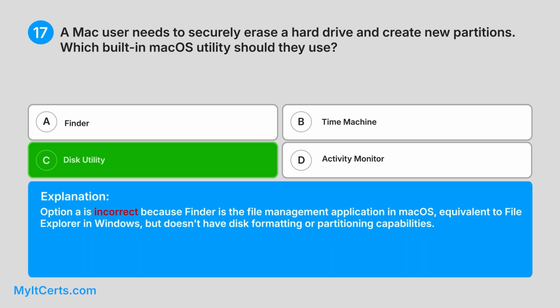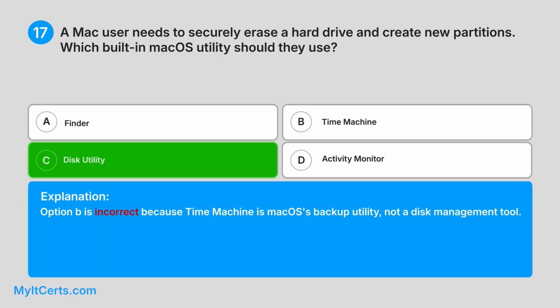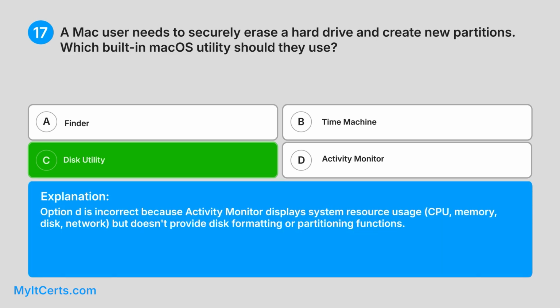Option A, Finder, is incorrect because Finder is the file management application in macOS, equivalent to File Explorer in Windows, but doesn't have disk formatting or partitioning capabilities. Option B, Time Machine, is incorrect because Time Machine is macOS's backup utility, not a disk management tool. Option D, Activity Monitor, is incorrect because Activity Monitor displays system resource usage, CPU, memory, disk, network, but doesn't provide disk formatting or partitioning functions.